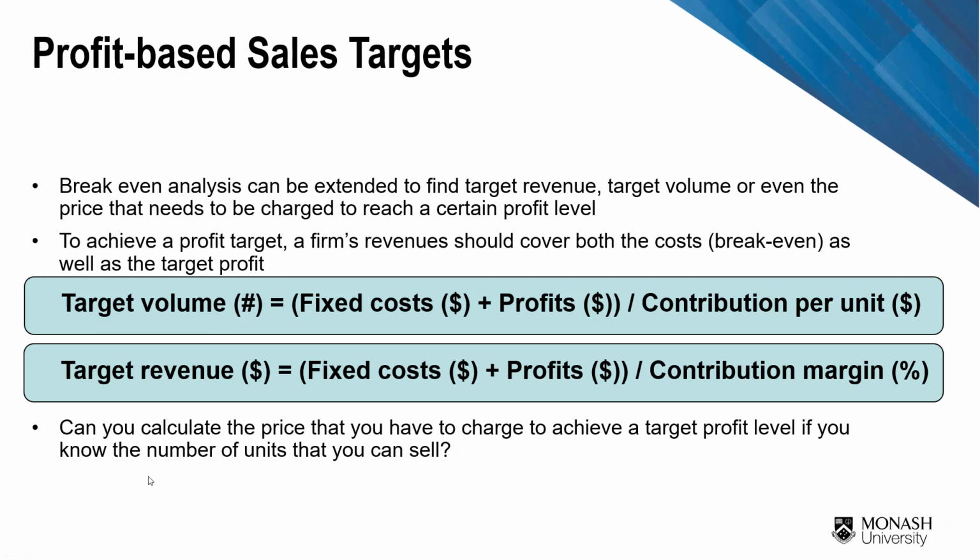So they're asking you, can you calculate the price that you have to charge to achieve a target profit if you know the number of units that you can sell? Well, the answer, it depends. It depends on what values you have. So for example, before we find out the profit, we do need to know about the costs associated with making the product. So you need to know the cost first, then you can calculate the profit target. As you can see in here, if you want to calculate any of the target points, you do need to find out what the costs are. So there are fixed costs and the variable cost that is part of your contribution.